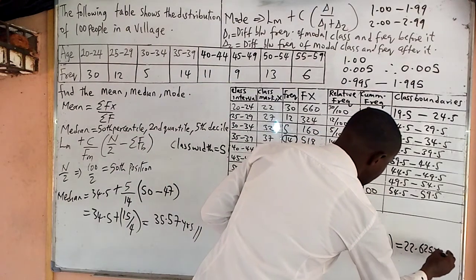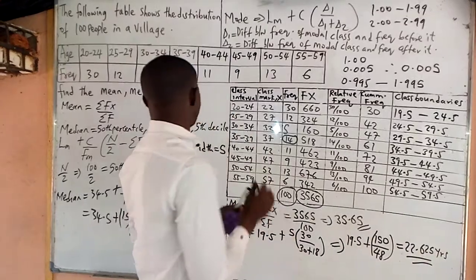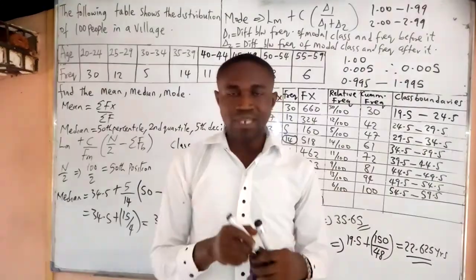When you sort it out, it will be giving you 22.625 years. So that is how to get your mean, median and mode of grouped data.